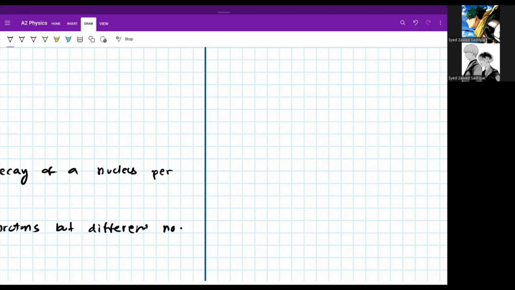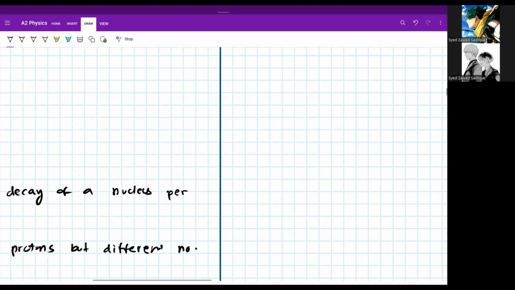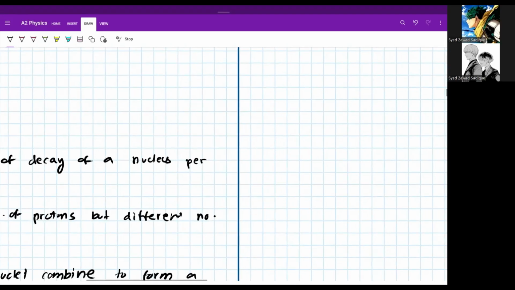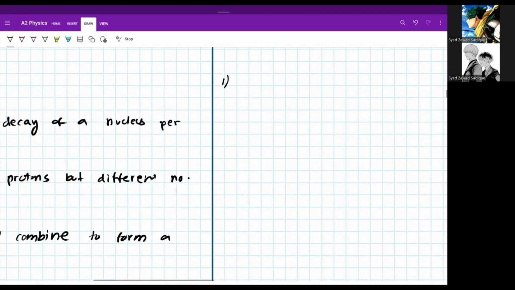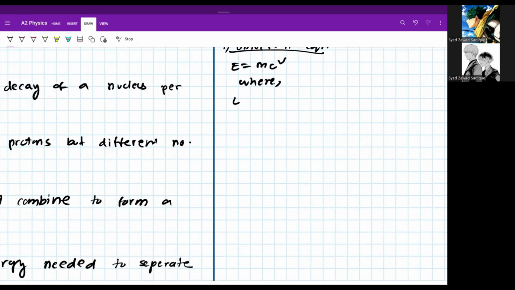Nuclear physics. Number one is the universal equation. The universal equation for nuclear physics is E equals mc squared, where E is energy, m is mass, and c is the speed of light.